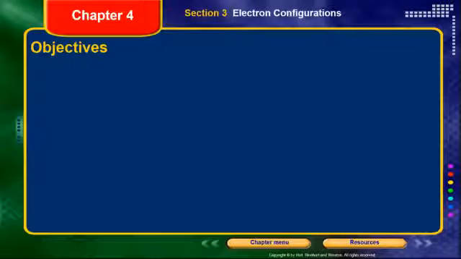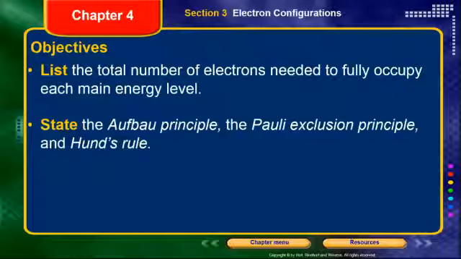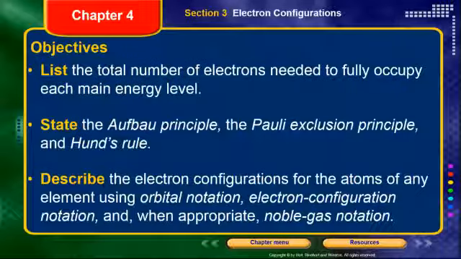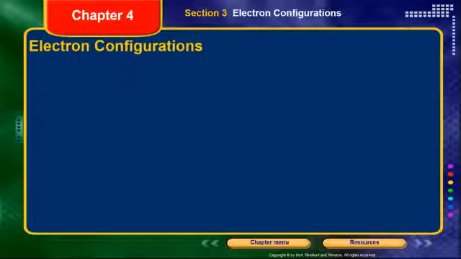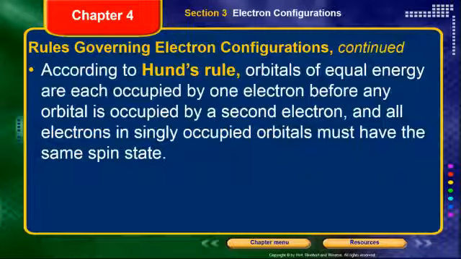All right, chemistry, let's finish up our lecture on Chapter 4, Section 3. We are moving on to finish up our electron configurations. Last time in class, we recapped our ability to list the total number of electrons needed to fully occupy each main energy level. We stated the Aufbau principle, the Pauli exclusion principle, and Hund's rule. And then we described the electron configurations of atoms using orbital notation. So today we're going to focus on electron configuration notation and noble gas notation. So let's jump forward to where we left off.